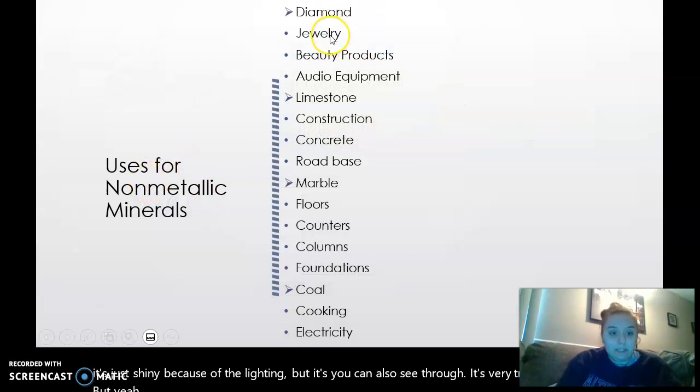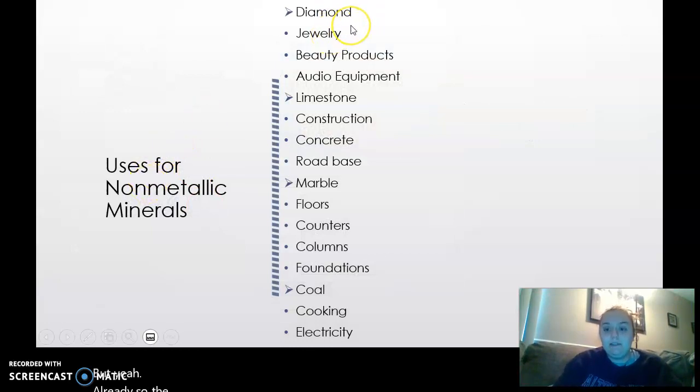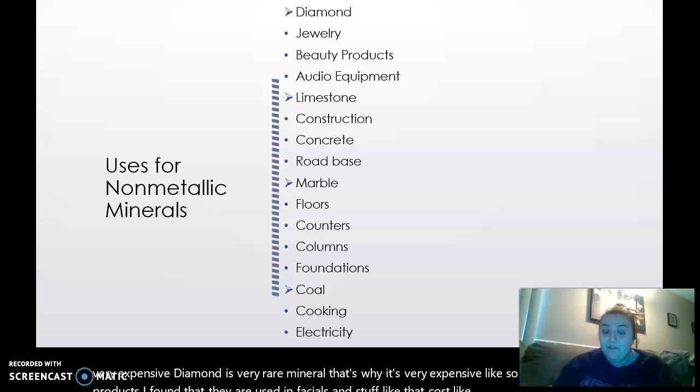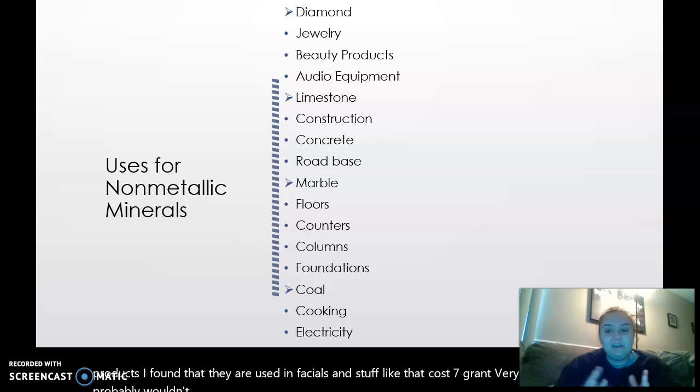Alrighty, so the uses. We have diamond, obviously jewelry, like wedding rings, promise rings, earrings, very expensive. Diamond is a very rare mineral. That's why it's very expensive. For beauty products, I found that they are used in facials and stuff like that that cost like $7,000. Very interesting. Probably wouldn't spend $7,000 on a facial, but you do you.